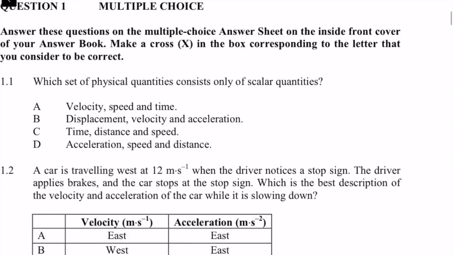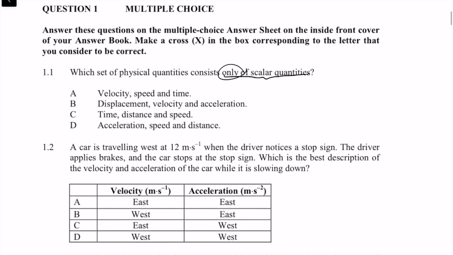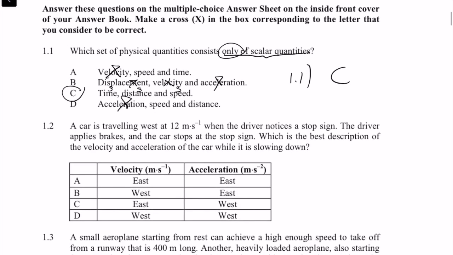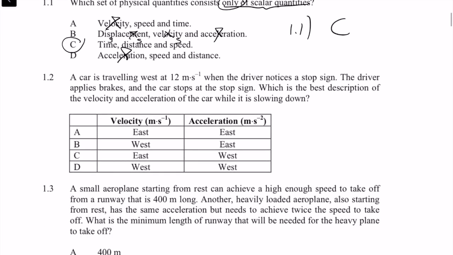Which set of physical quantities consists of scalar quantities, only scalar quantities, "only" being the key word. As soon as we see a vector, we can disregard it. Velocity is a vector. Displacement, acceleration and velocity are all vectors. Time is a scalar, distance is a scalar, and speed is a scalar. So I would say the option for 1.1 is C, but let's just check the last one. Acceleration is a vector. Okay, so 1.1 is C.